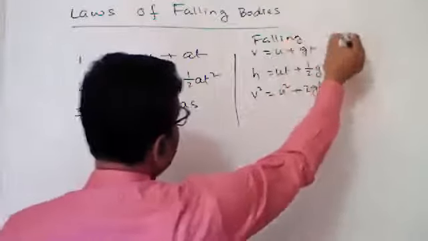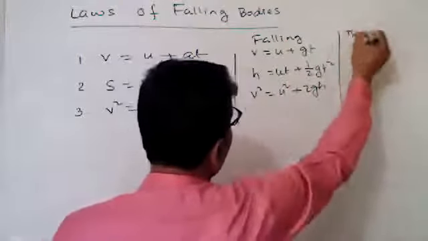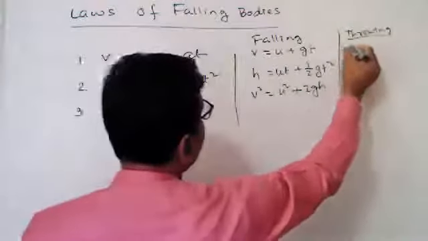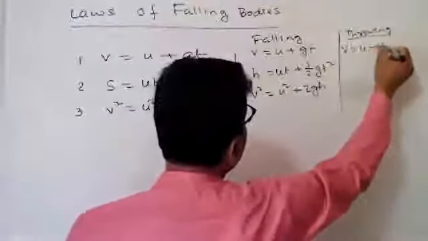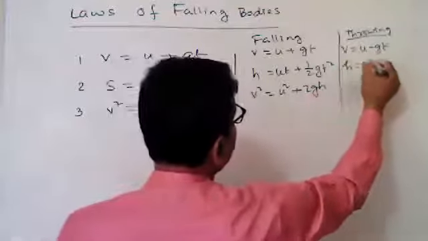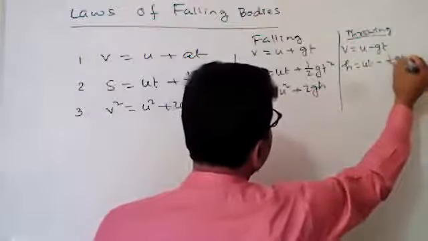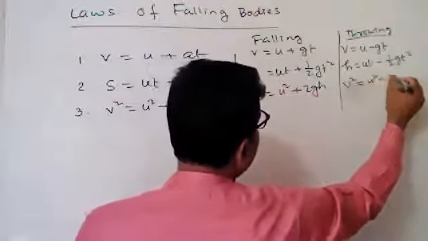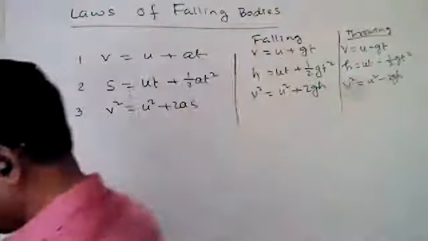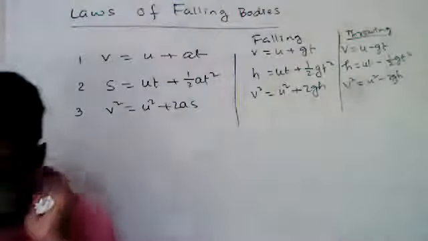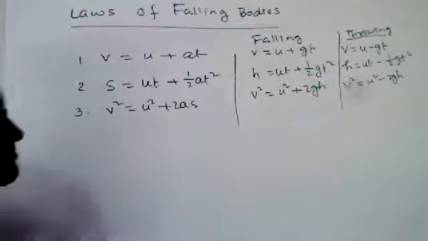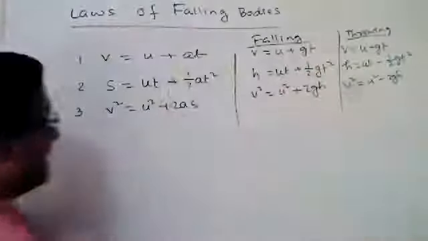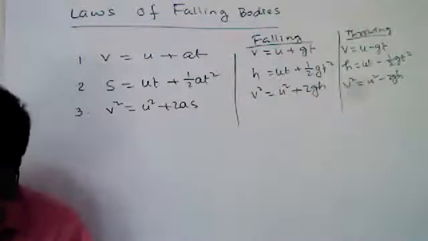If the body is thrown in the upward direction, the equations will be V equals U minus GT, H equals UT minus half of GT square, and V square equals U square minus 2GH. And these are the equations.